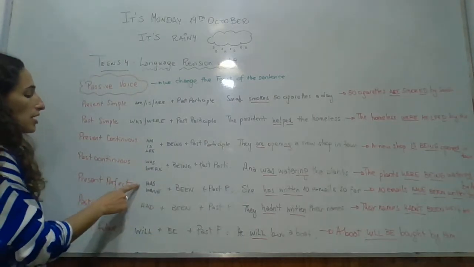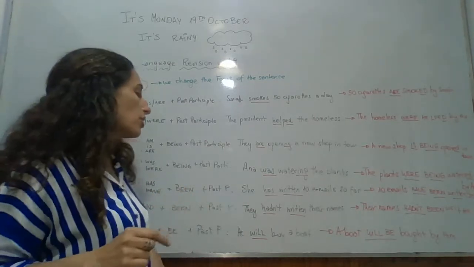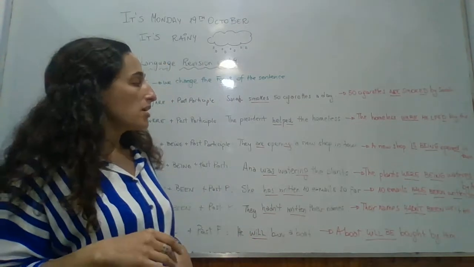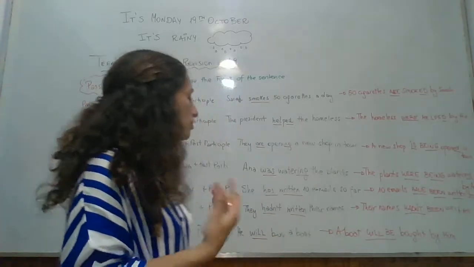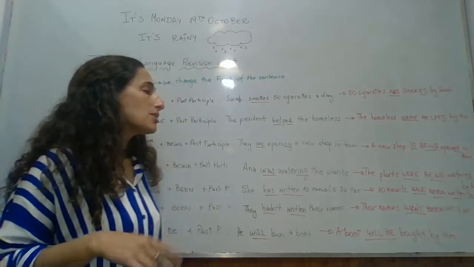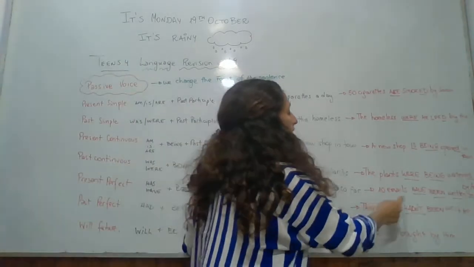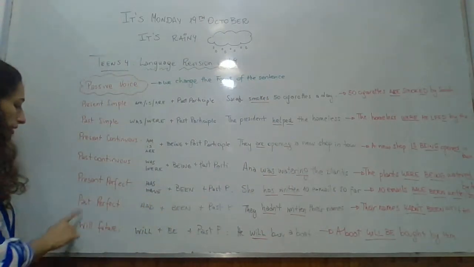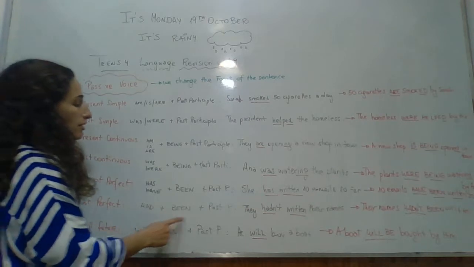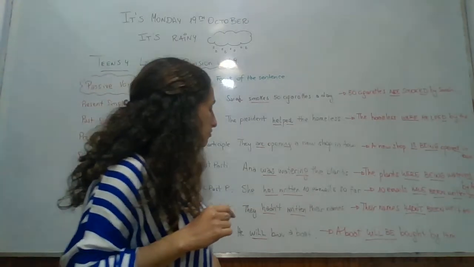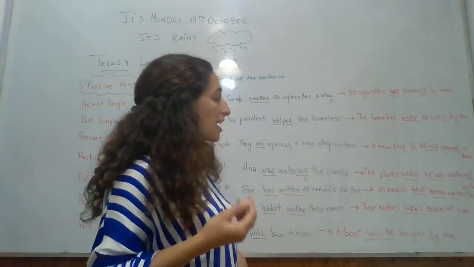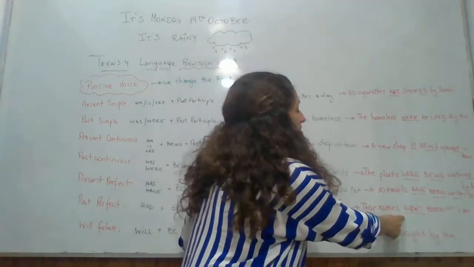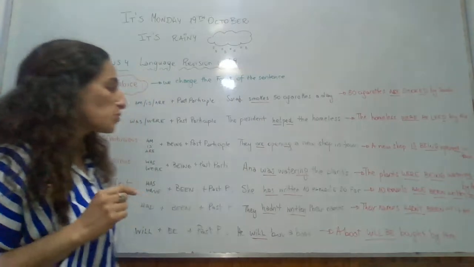Present perfect, has or have been, and the past participle. She has written 10 emails so far, hasta ahora. 10 emails have been written so far. No sabemos quién es she, but it's not important. What is important is that 10 emails have been written. The been in the perfect tenses. Past perfect, had been and the past participle. They hadn't written their names. Their names hadn't been written. No habían sido escritos. Yes. Hadn't in the negative, been on the verb in the past participle.